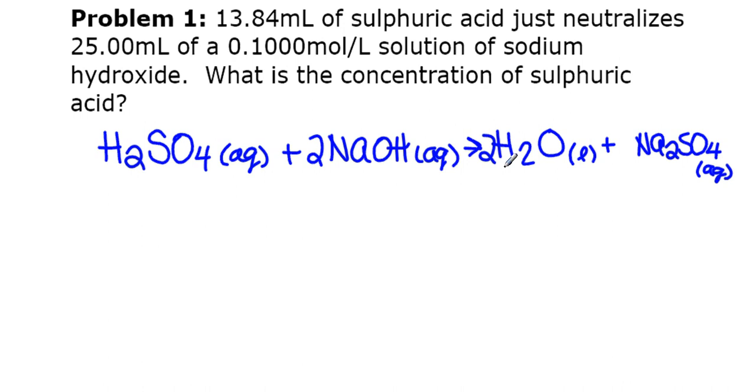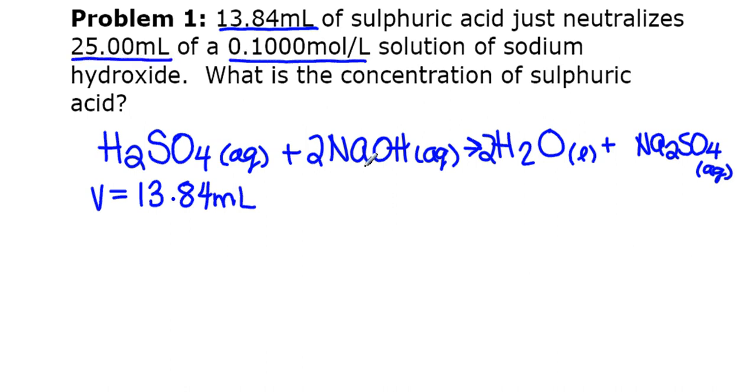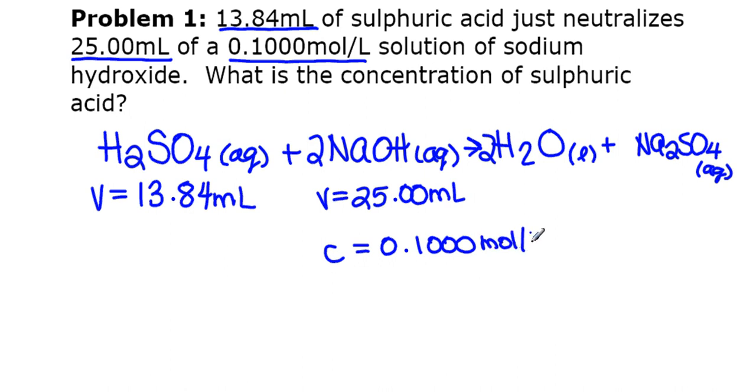Now let's look at what we're given and see if we can solve. We've got a volume of sulfuric acid, 13.84 milliliters. And we've got some more information that follows. 25 milliliters and 0.1 mole per liter of sodium hydroxide. And then it asks what's the concentration of sulfuric acid. So that means we need our concentration here.